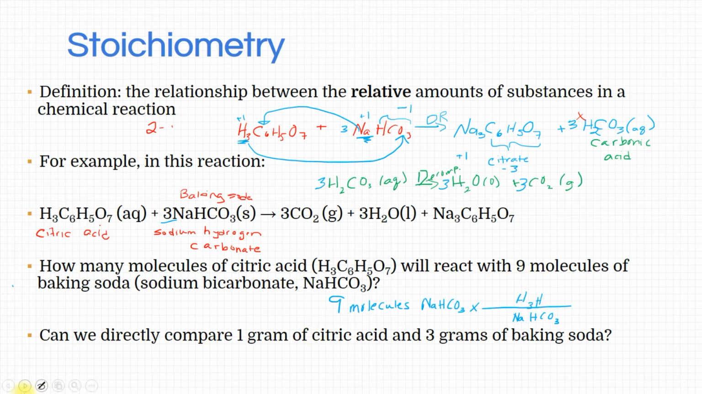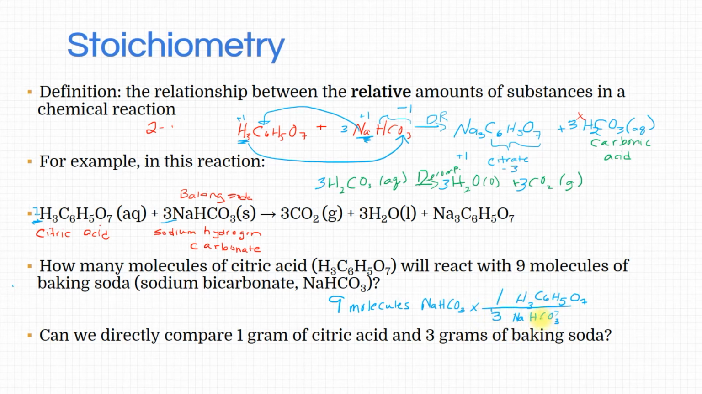Whoops, I drew too many H's. Okay, there we go. So it's H3C6H5O7. Now, to fill in the numbers, the relationship between how many baking soda and how many citric acid comes from the balanced reaction. So we look here, there's no number here, which means secretly there's a 1. So we have 1 citric acid for every 3 baking soda. So there's a 1-to-3 ratio, we would say: 1 citric acid for every 3 baking sodas.